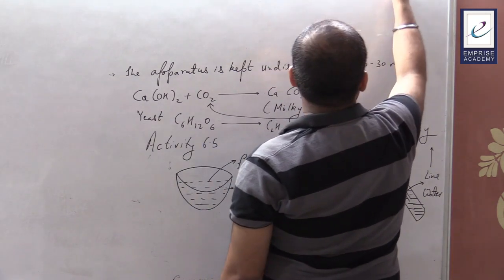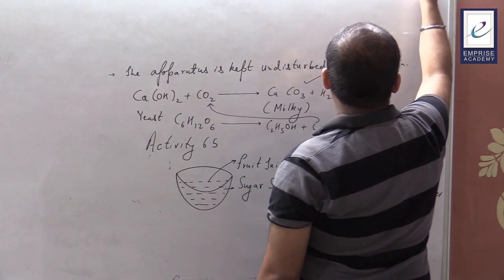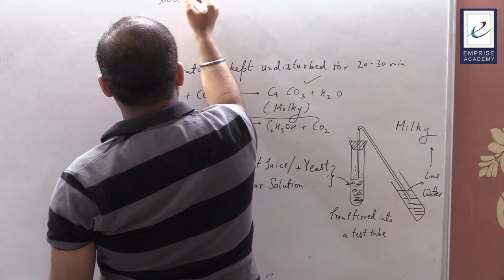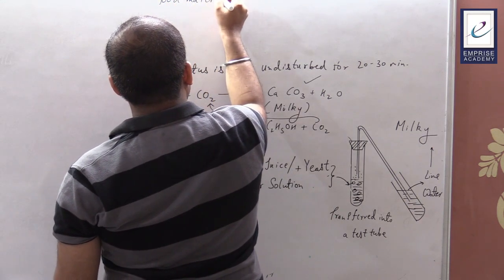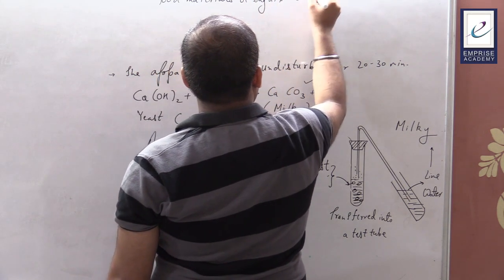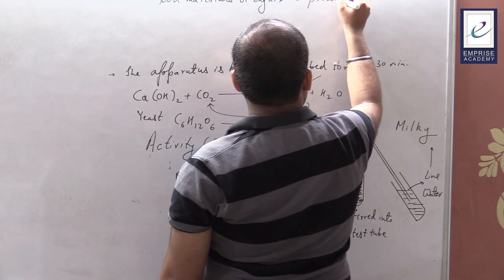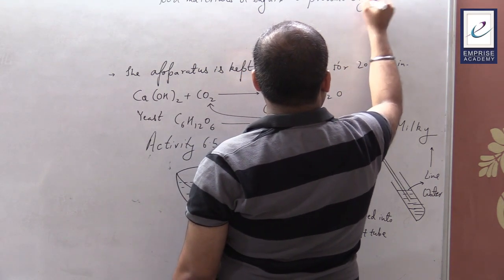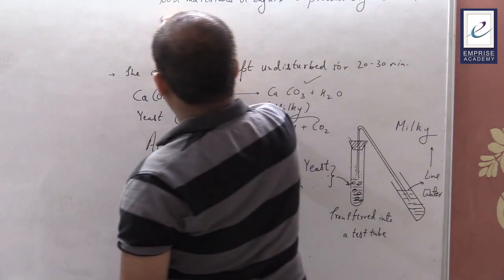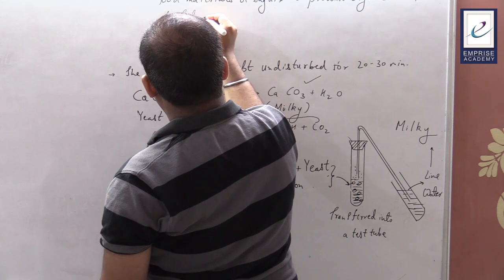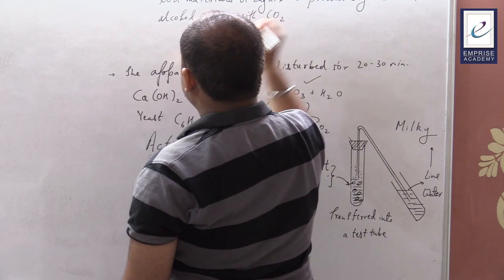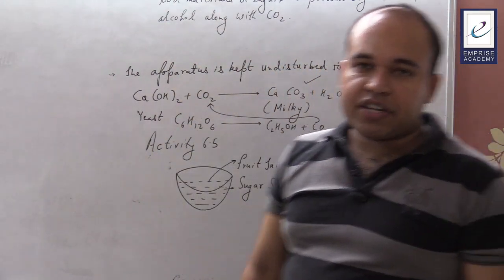oxidation of food materials or sugars to produce organic acids or alcohol along with carbon dioxide. So in the process of fermentation, what is going to happen?